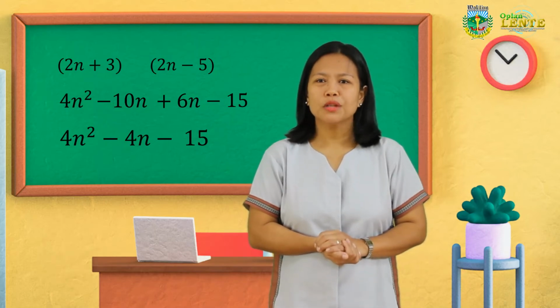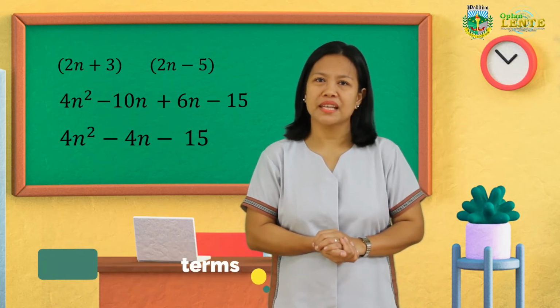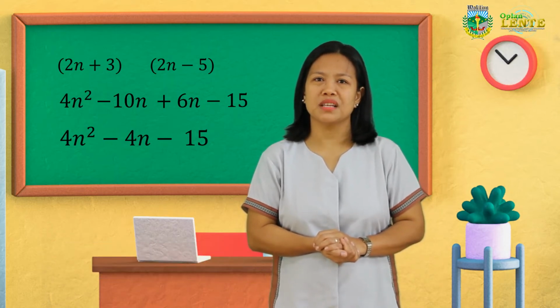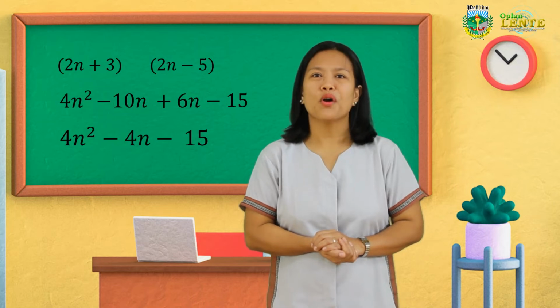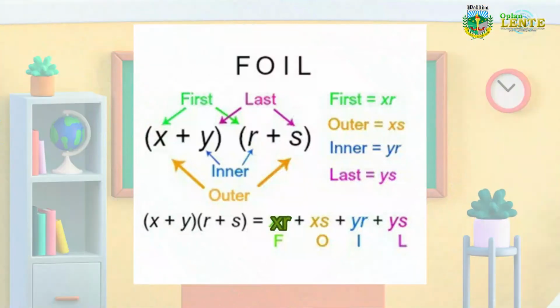Then, we add all of these products together by combining like terms to get 4n squared minus 10n plus 6n minus 15. That is equal to 4n squared minus 4n minus 15. Pretty simple, right? This method is illustrated in the following image.